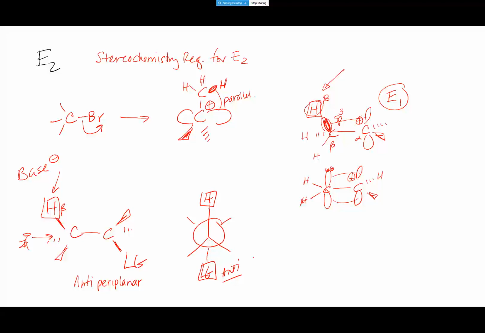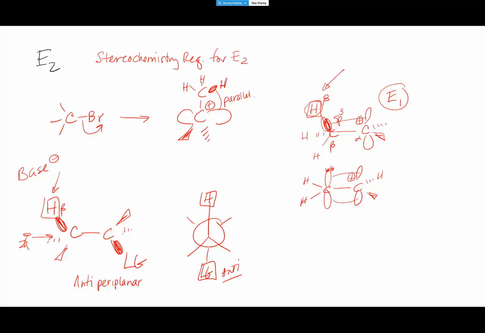So we'll come back to that. But that's the stereochemical requirement for an E2. For an E1, the hydrogen can be on either side. The hydrogen could be coplanar to the leaving group. Well, actually, there is no leaving group. So the hydrogen can be planar to either the top lobe or the bottom lobe. Once the leaving group leaves, then we form the carbocation. The reason for this is simply because we want the transition state and the reaction to be efficient.